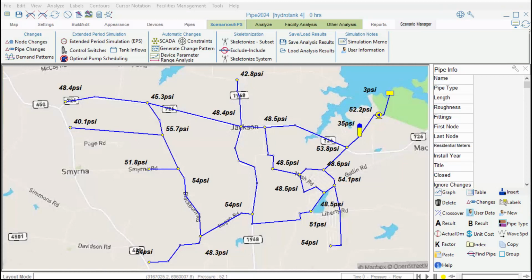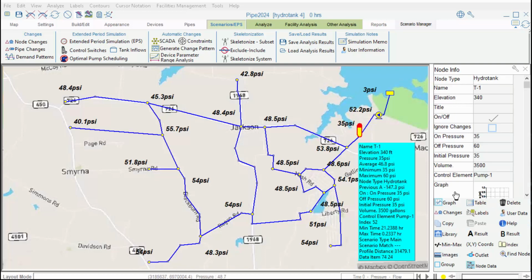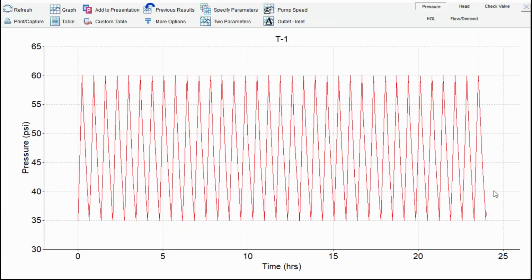This is a 24-hour simulation with a hydropneumatic tank, showing initial system pressures at each node. Here we see the tank cycling, and we can also look at the pressure changes over a 24-hour period throughout the system.